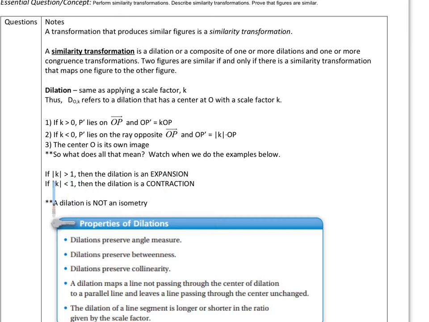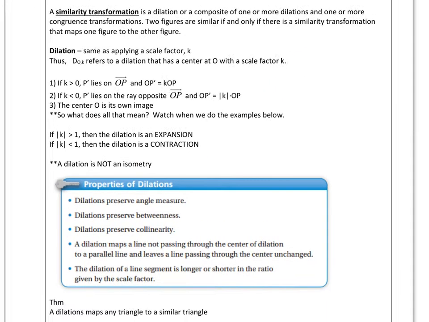If that K, the scale factor, is greater than 1, it's an expansion. If it's less than 1, it's a contraction. All of this we've done in previous lessons, so this is not new. That's why I went through this pretty fast. And we know a dilation is not an isometry.